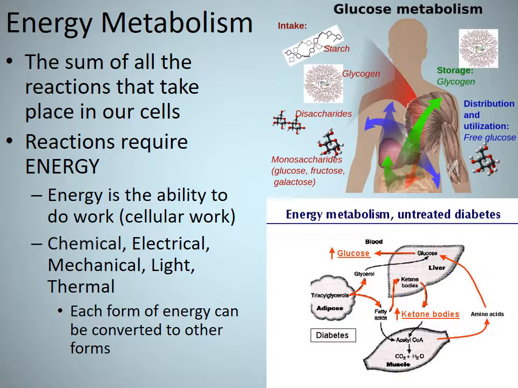Obviously, we're going to be taking a look at these two topics later on. These are both cellular processes. Both require energy. And essentially, metabolism is the sum of all the reactions that take place in our cells. Well, chemical reactions require energy. And energy is obviously the ability to do work. Notice the examples of different types of energy that I've got here for you guys. Chemical energy, electrical, mechanical, light, and thermal. These are all examples of different forms of energy, and we will take a look at these later on.